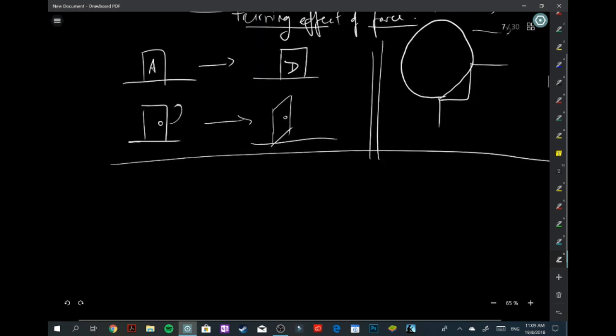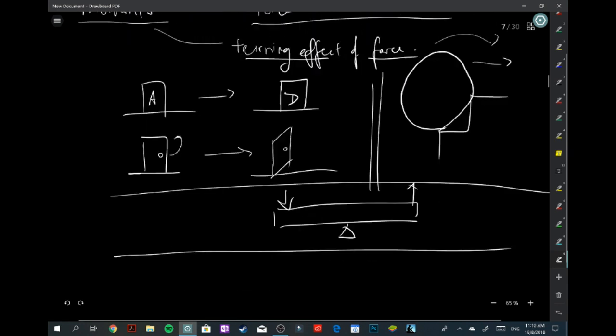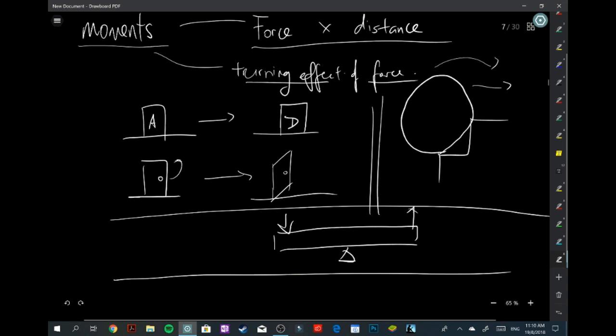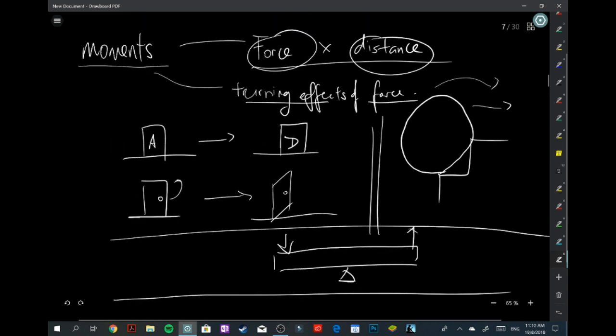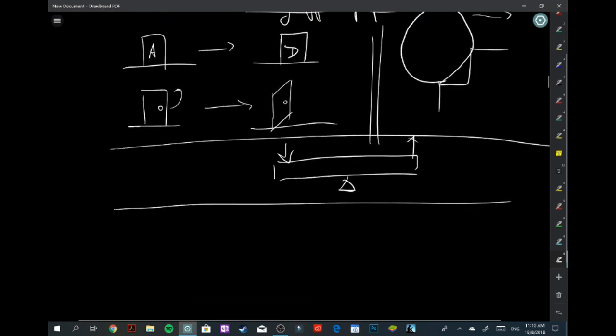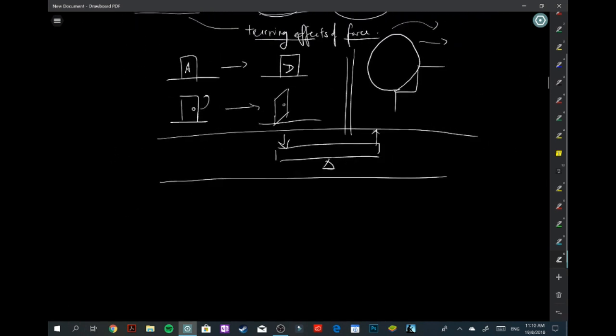And of course the most classic one will be, I have a beam, a pivot in the middle. If I sit here, this thing goes up. This is also known as turning. So these are all turning effects of moment. But the force and distance here we are talking about is important. So let's elaborate on that. That will help us understand moment better.